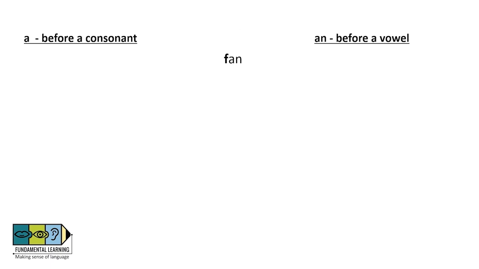Fan. F. Well, that's a consonant letter. A fan, an fan. Yeah, I think a fan. How about elephant? Elephant begins with a vowel letter. A elephant, an elephant. I think an elephant. Umbrella. A umbrella, an umbrella. An umbrella.